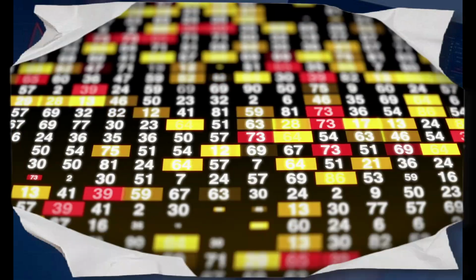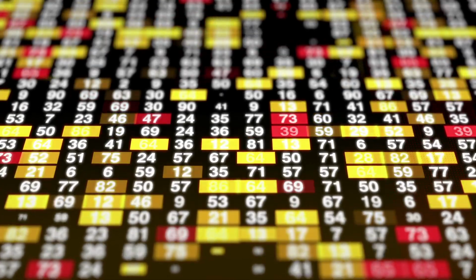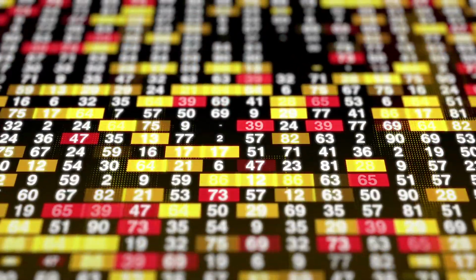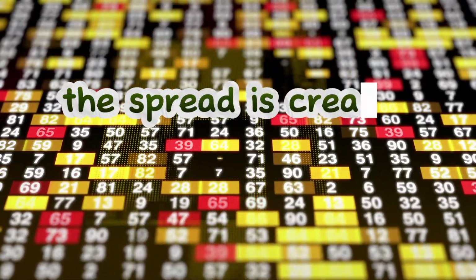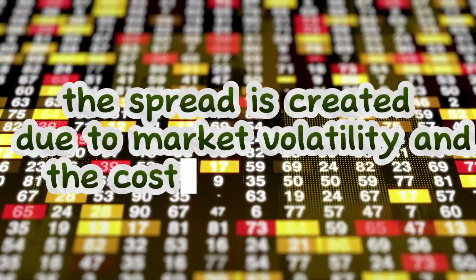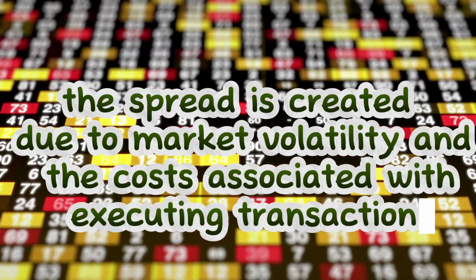Why does the spread exist? The spread serves as one of the sources of income for brokers. Additionally, the spread is created due to market volatility, and the costs associated with executing transactions.